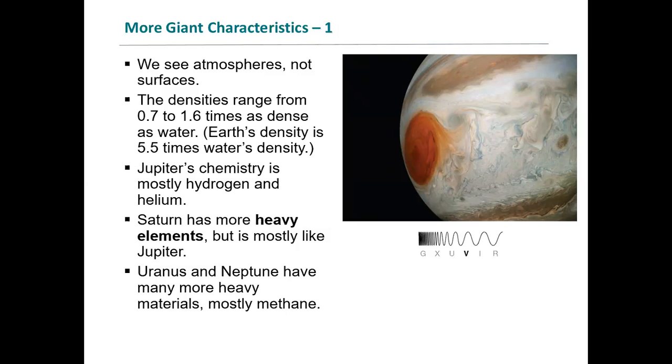Jupiter's chemistry is mostly hydrogen and helium. Saturn has a little bit more heavy elements, but it's mostly like Jupiter. So Saturn, or let's say Jupiter, is essentially the same composition as our sun. Saturn is almost the same, but it has a little bit of heavier elements. But remember, in astrophysics, heavy elements mean lithium and above, so anything heavier than hydrogen is considered a heavy element. Uranus and Neptune have many more heavy materials, but mostly methane.